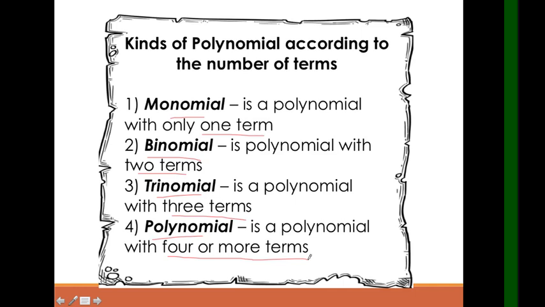Actually, kahit one term naman yan, polynomial pa rin ang tawag natin sa kanila. Like, halimbawa, meron akong binomial, let's say, meron akong x plus 2. So, this one is a binomial, but at the same time, it is a polynomial because it is under a kind of polynomial. So, I think this one should be a multinomial, okay, not a polynomial, okay?